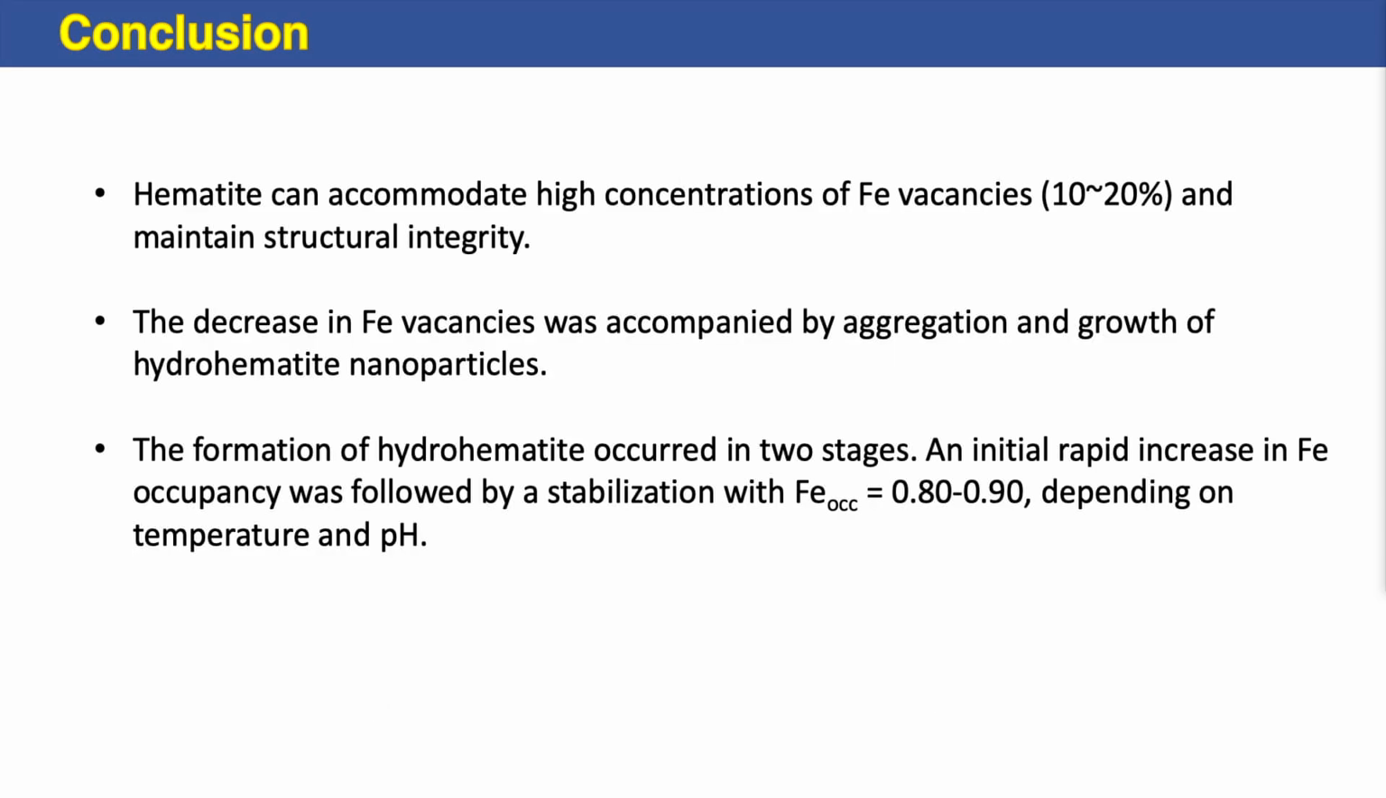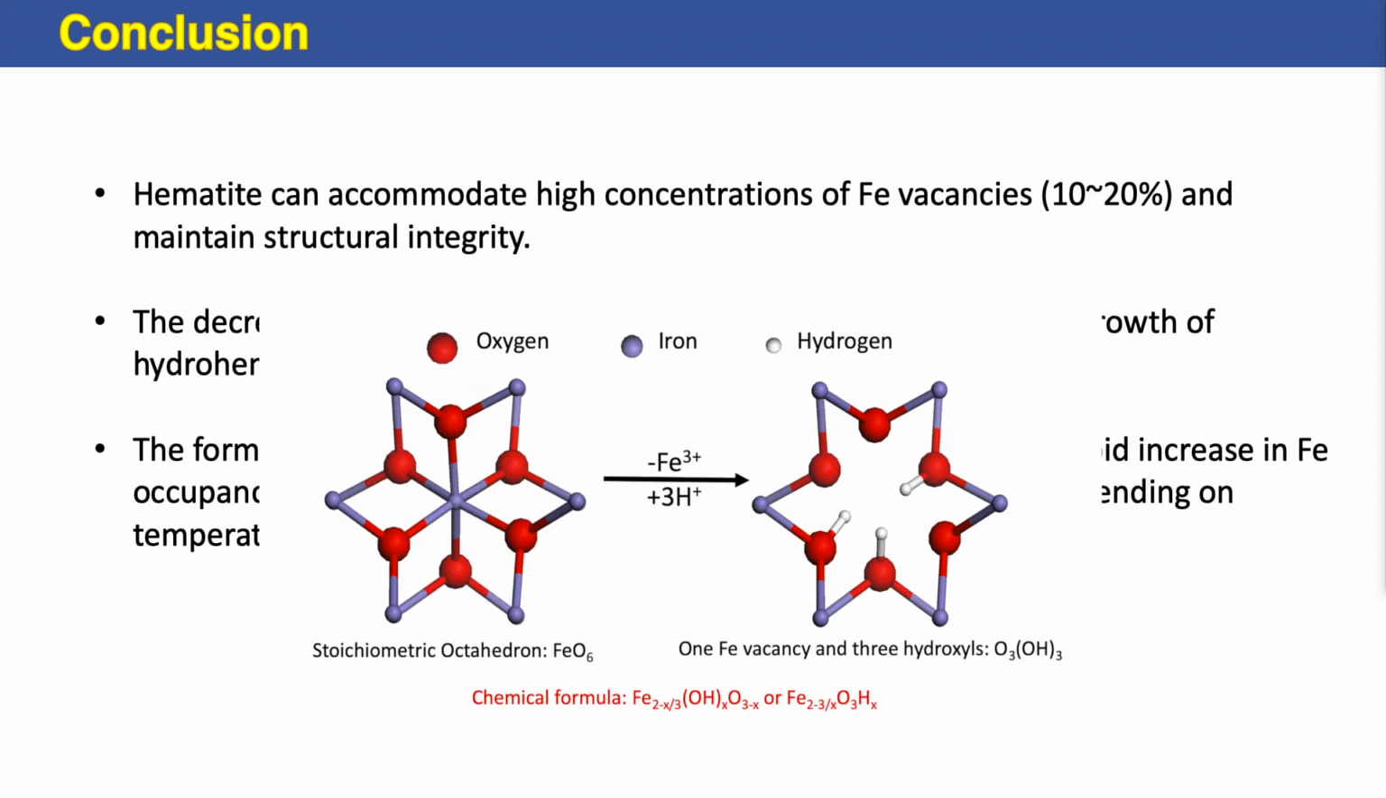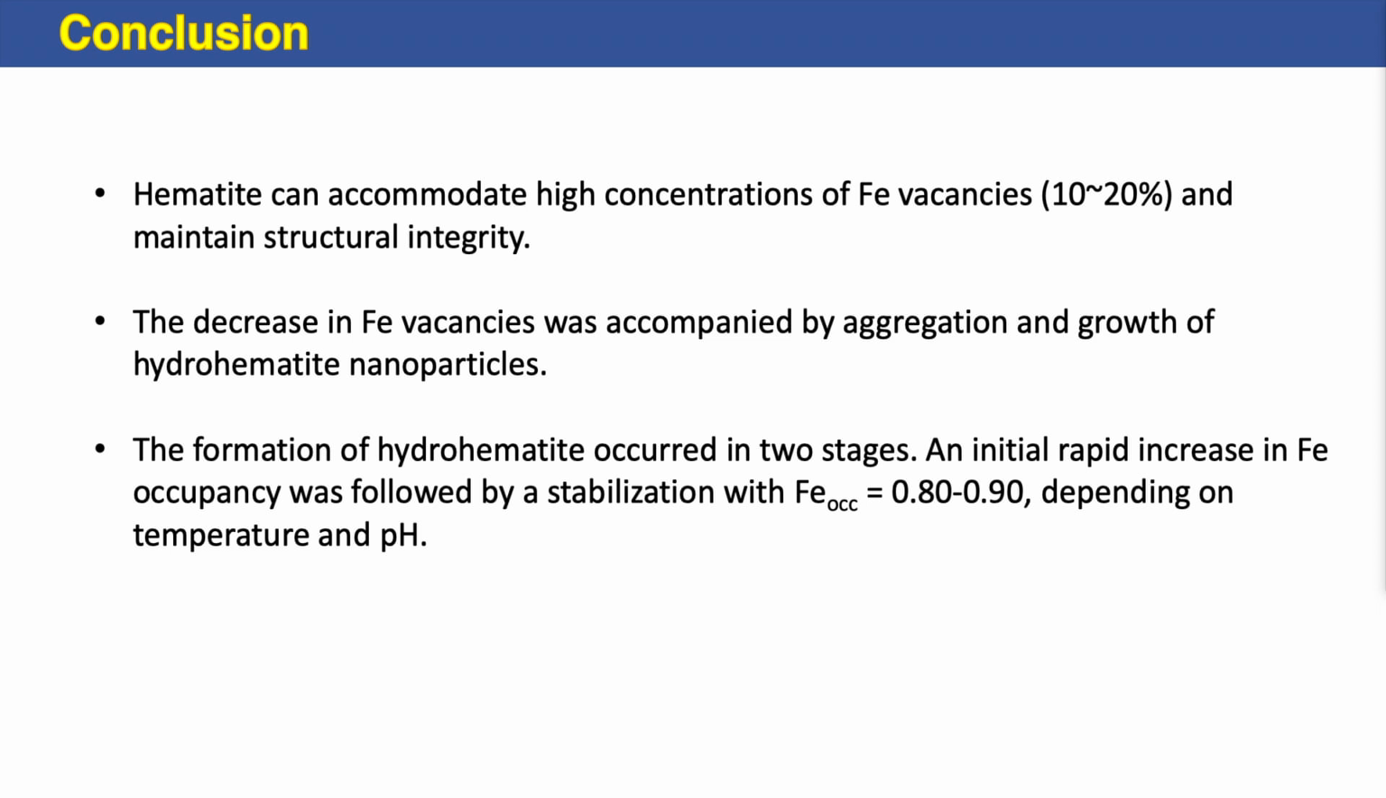The main takeaway messages are: hydrohematite can sustain a significant concentration of iron deficiencies without breaking down or changing the structure. Unlike the classical growth mechanism that involves the attachment of atoms to the surface of stoichiometric crystals, hydrohematite grows through the infilling of interior vacancies through the diffusion of superficial iron during the crystal growth.